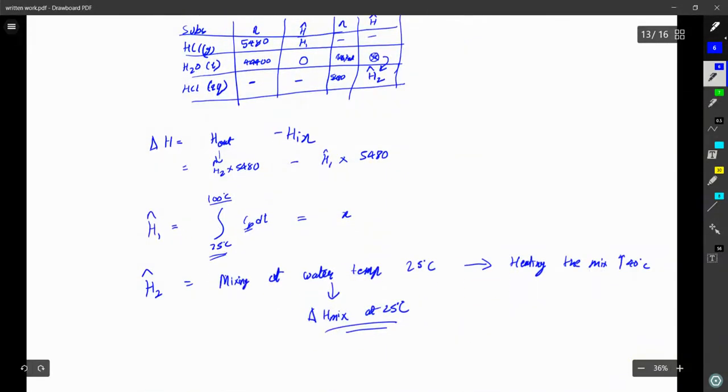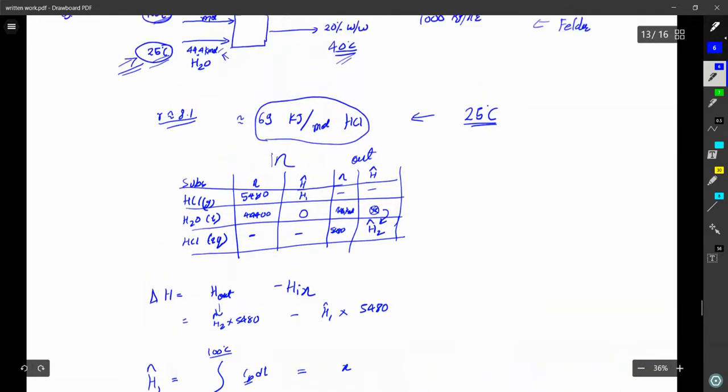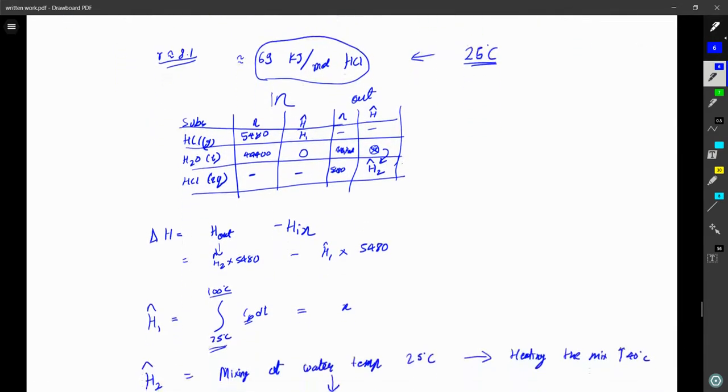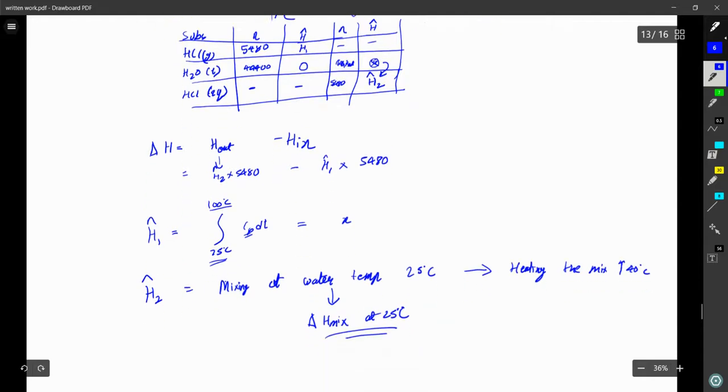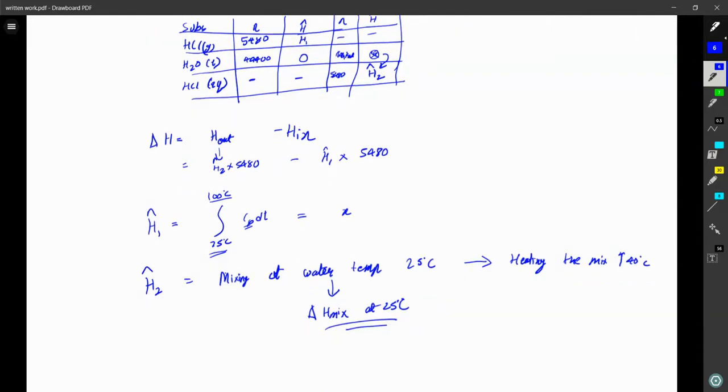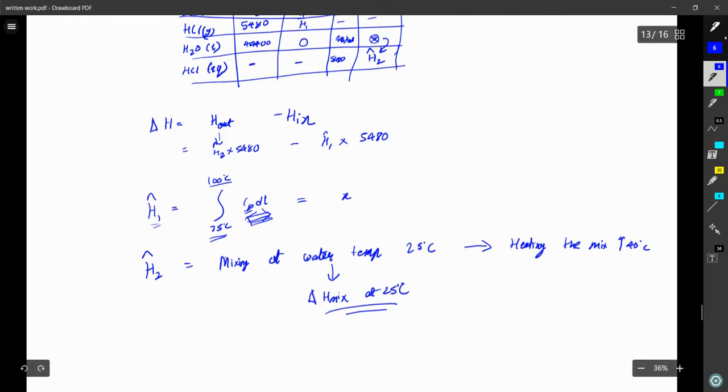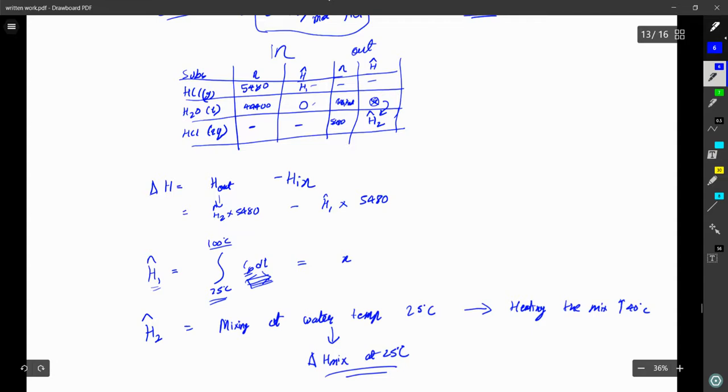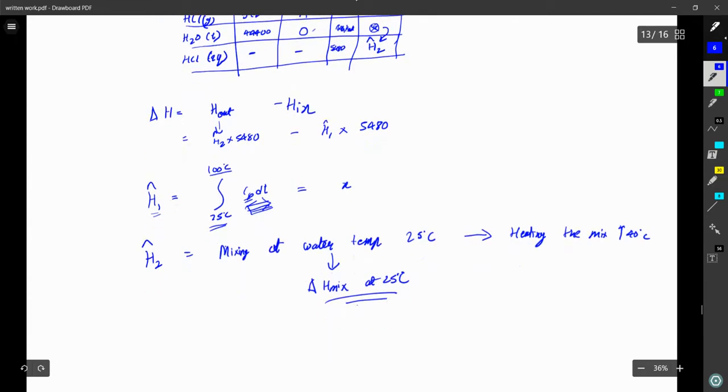One thing you might be wondering is that HCl is at 100 degrees Celsius, so why are we not bringing it down to 25 and then doing the mixing? The answer is that when you do this step, it is already accounted for. Basically, you will have minus H1, so it's equivalent to cooling down HCl from 100 to 25. So you don't have to account for that. You just account for H1 here, 0 here, and directly do delta H mixing.